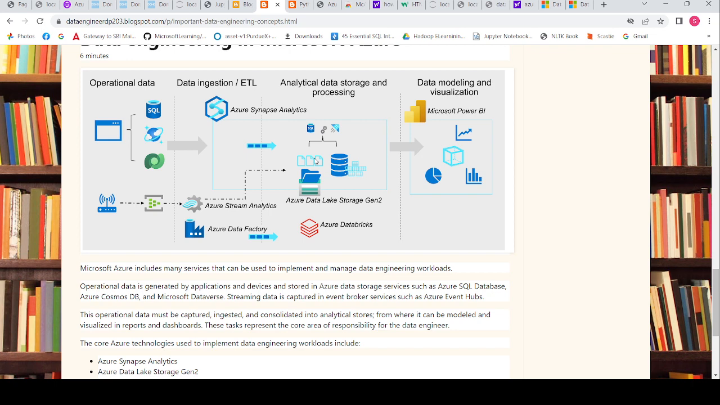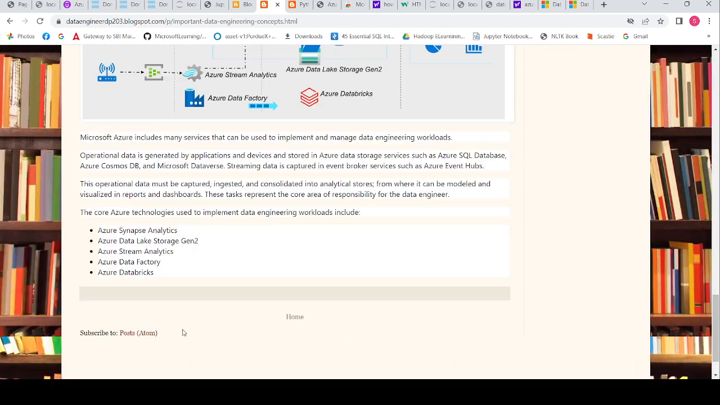In my tutorial, I am going to use Microsoft Power BI, so I will explain Microsoft Power BI only. And these are the services I am going to use in this tutorial: Azure Synapse Analytics, Azure Data Lake Storage Gen 2, Azure Stream Analytics, Azure Data Factory, and Azure Databricks.